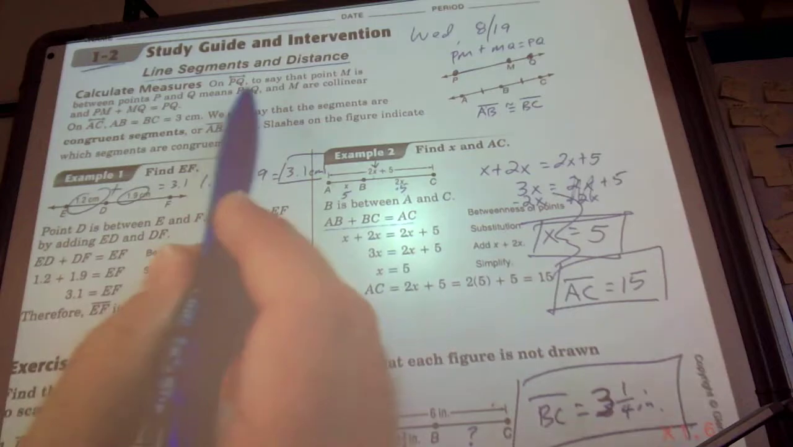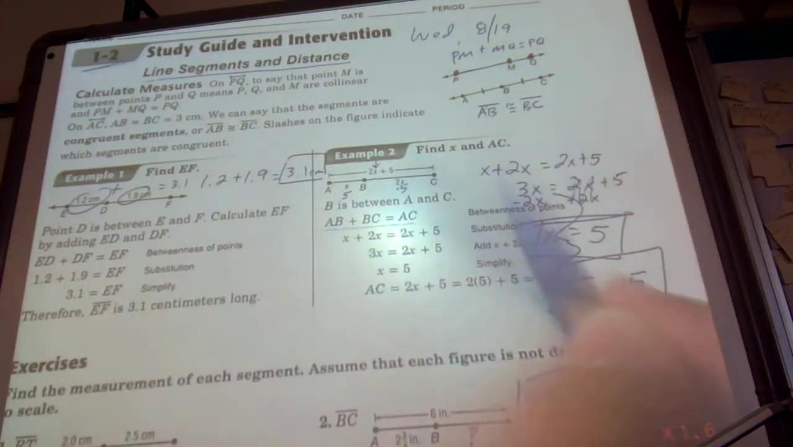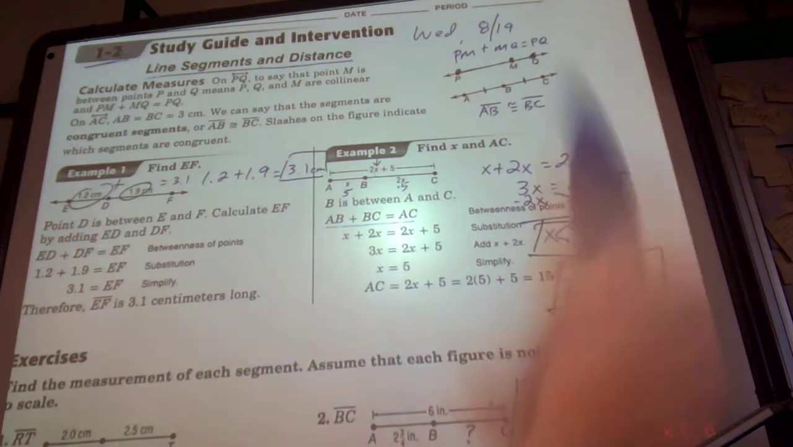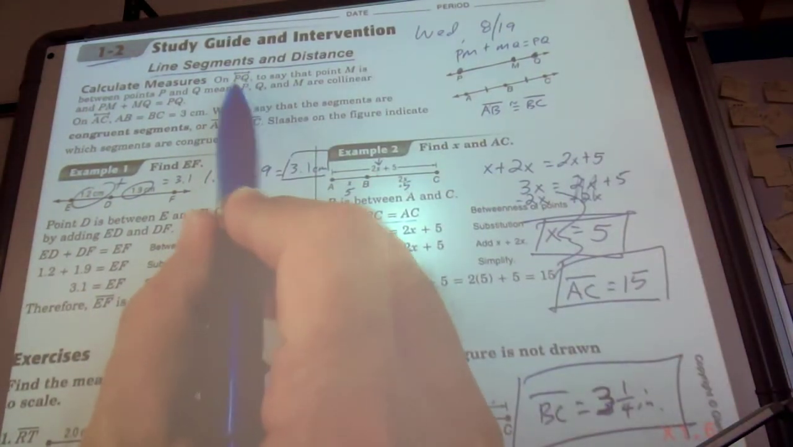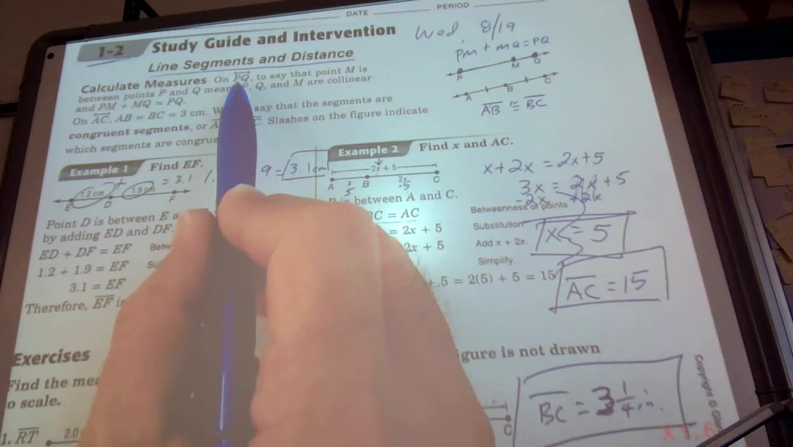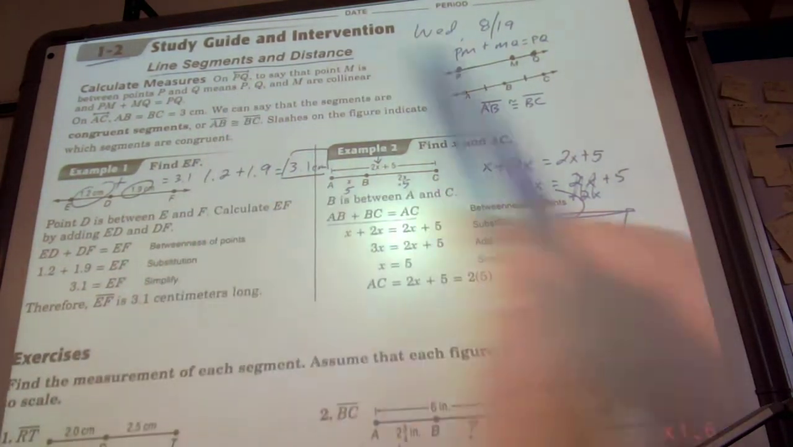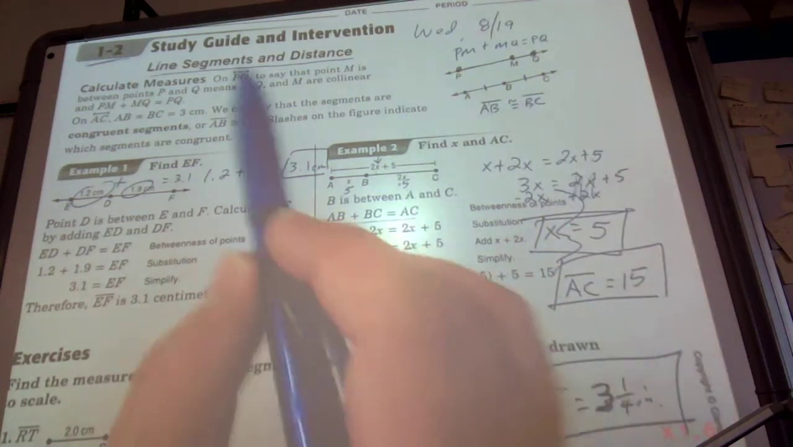All right, here's what we're looking at today. We're looking at lines, and we're going to look specifically at parts of lines called line segments. All right, so let's just go through some terminology. Remember from yesterday or from 1-1, we talked about two capital letters with the line over it represent a line. So this says on line PQ, so right over here to the right.